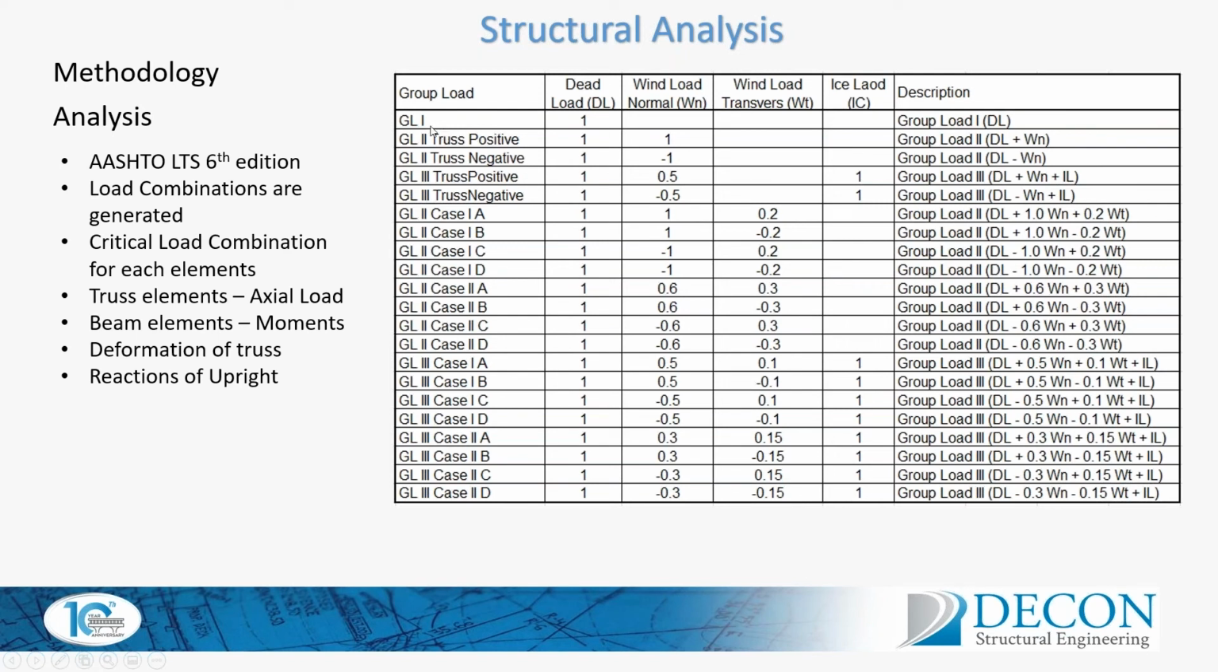So the first one would be group load 1, where there's only dead load, and group load 2 and group load 3, these are for the truss. These are the 4 loads that we'll be using for the analysis and design of only the truss element. And from group load 2 case 1A through group load 3 case 2D, we will be using these along with group load 1 for the analysis and design of the upright or the vertical supports as per the AASHTO LTS.